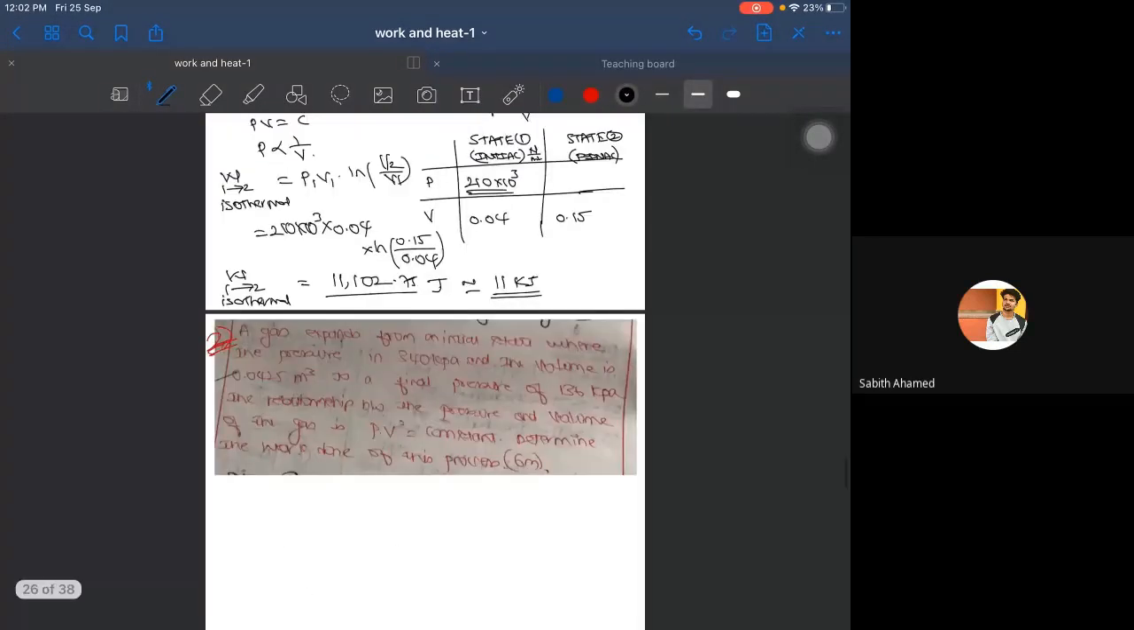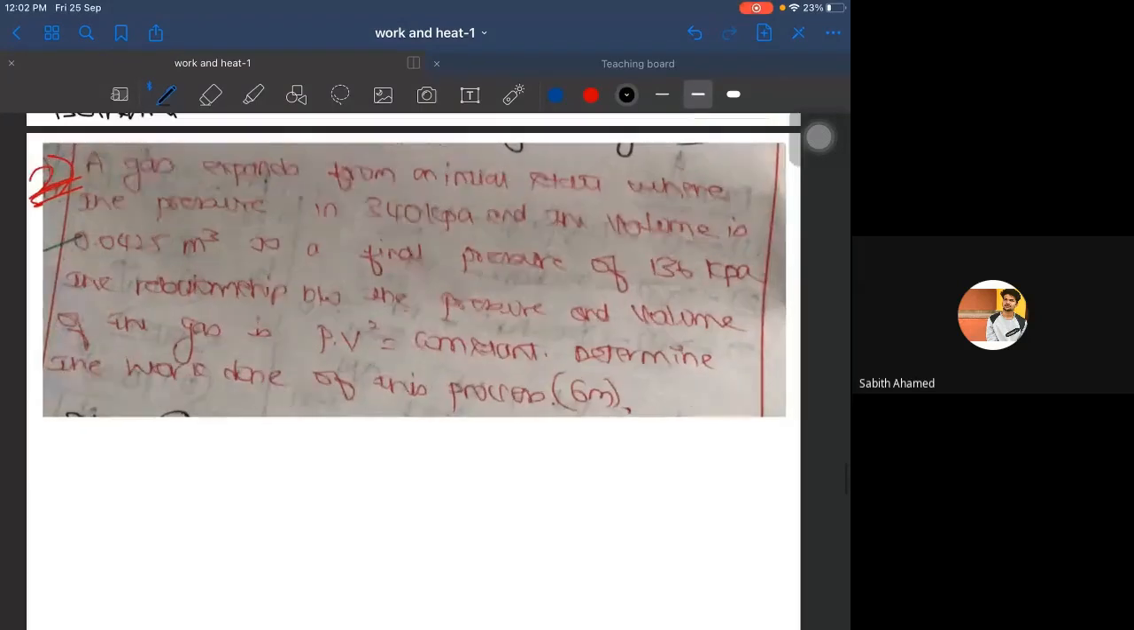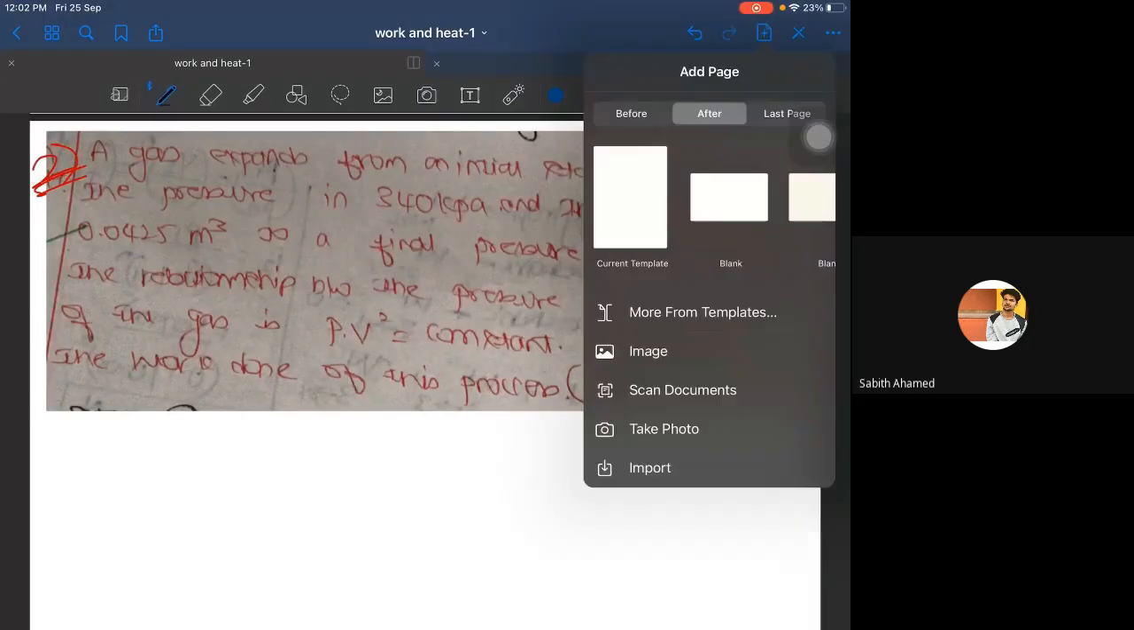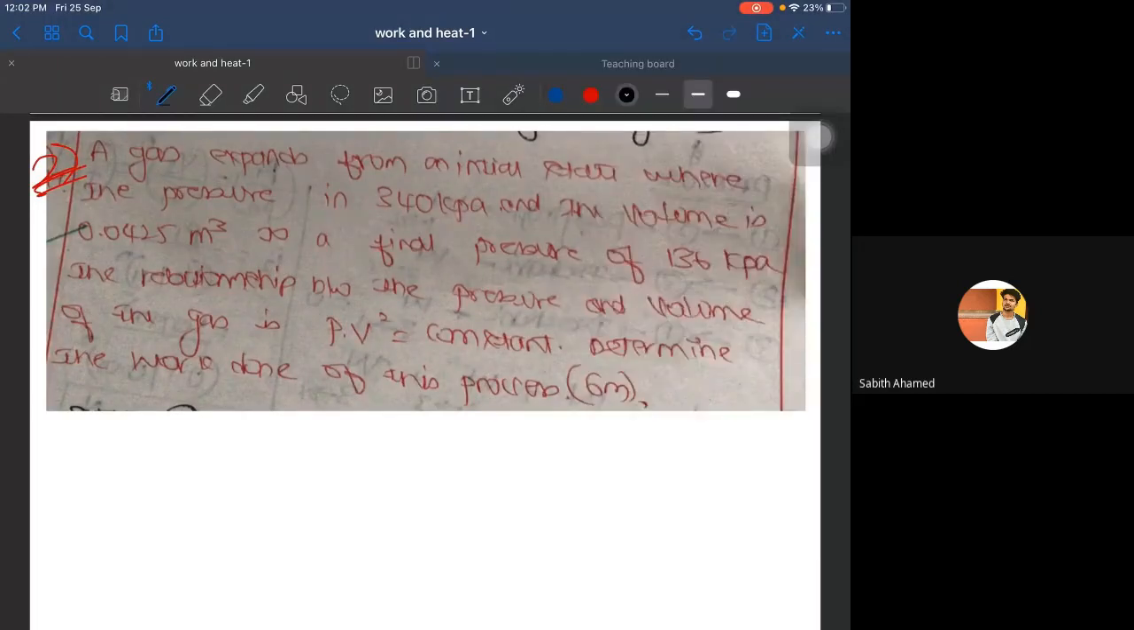So just take this problem. A gas expands from an initial state where the pressure is 340 kPa and the volume is 0.0425 meter cube to a final pressure of 136 kPa. The relationship between the pressure and volume of the gas is PV square equals constant. Determine the work done by the process. So that is the question.